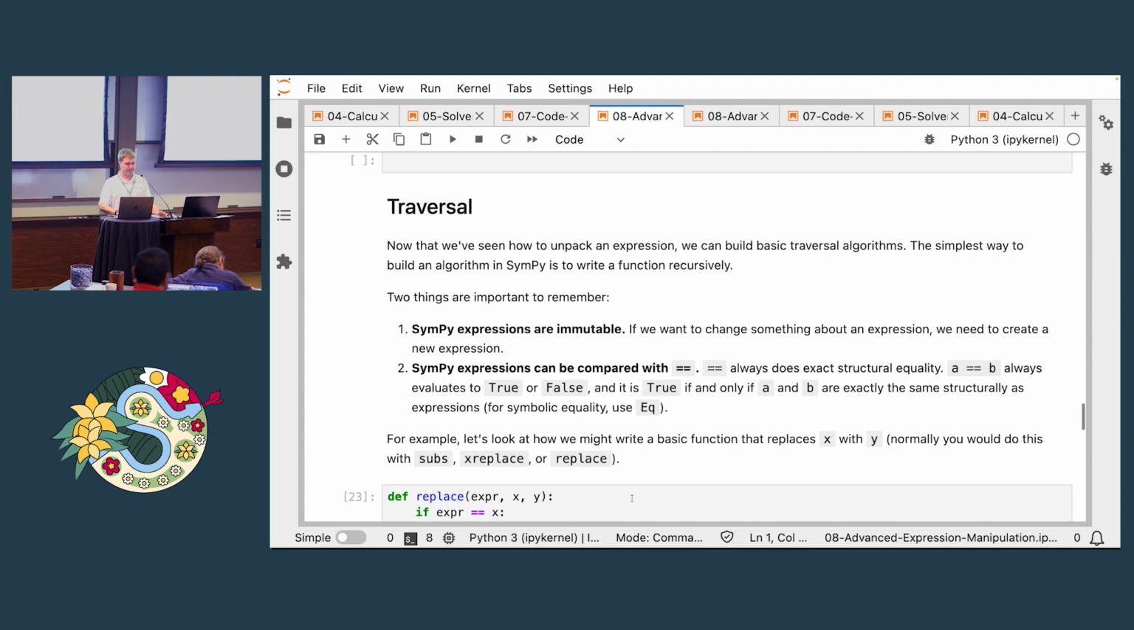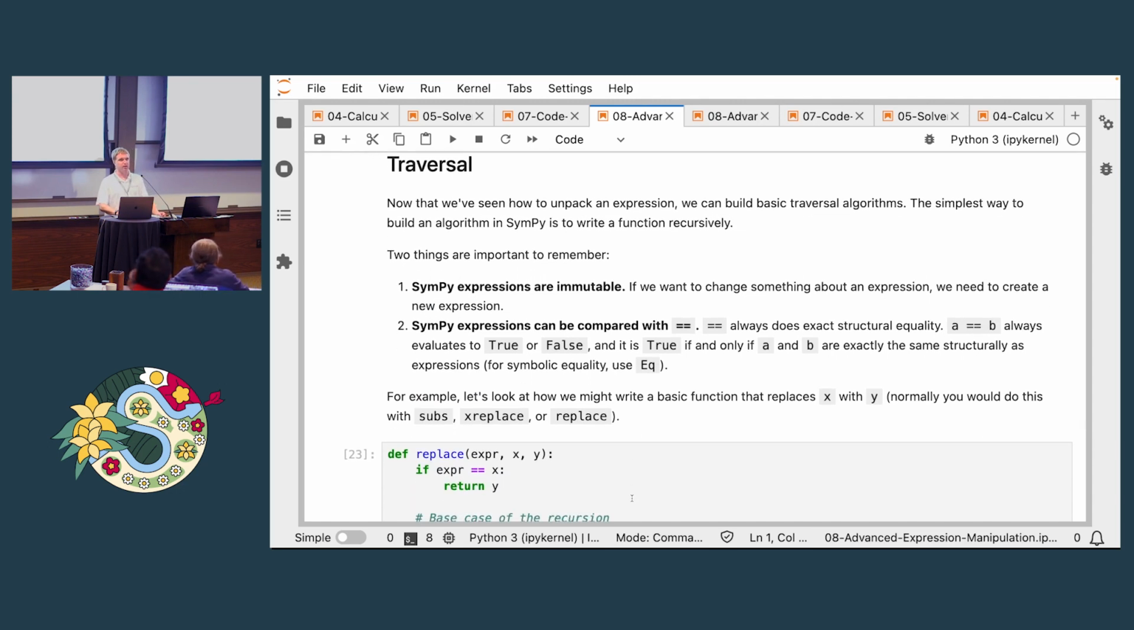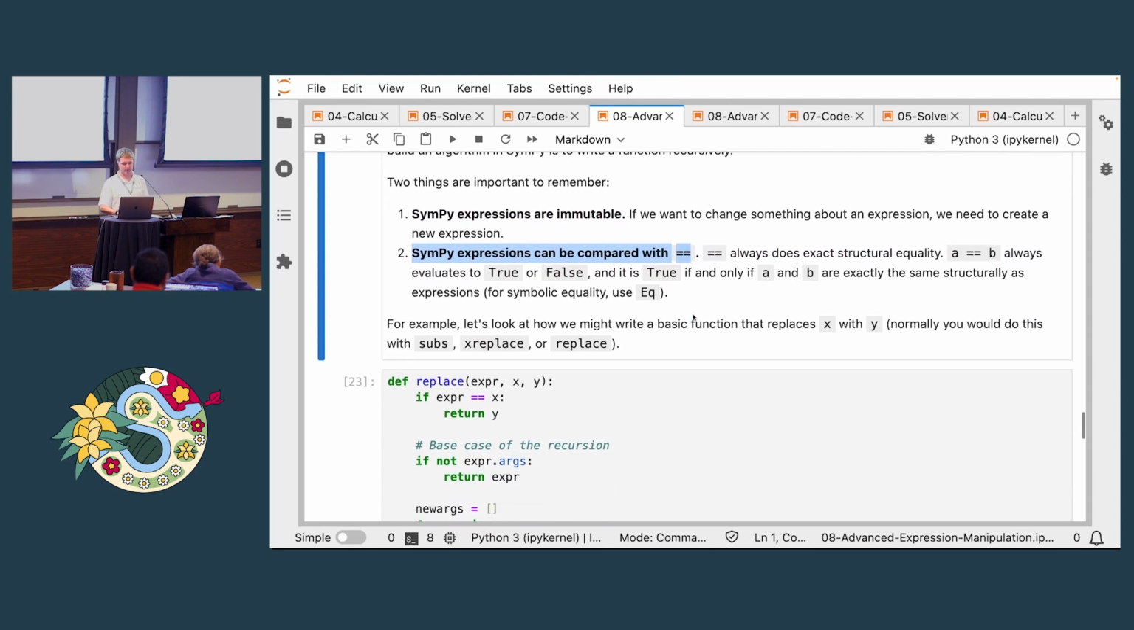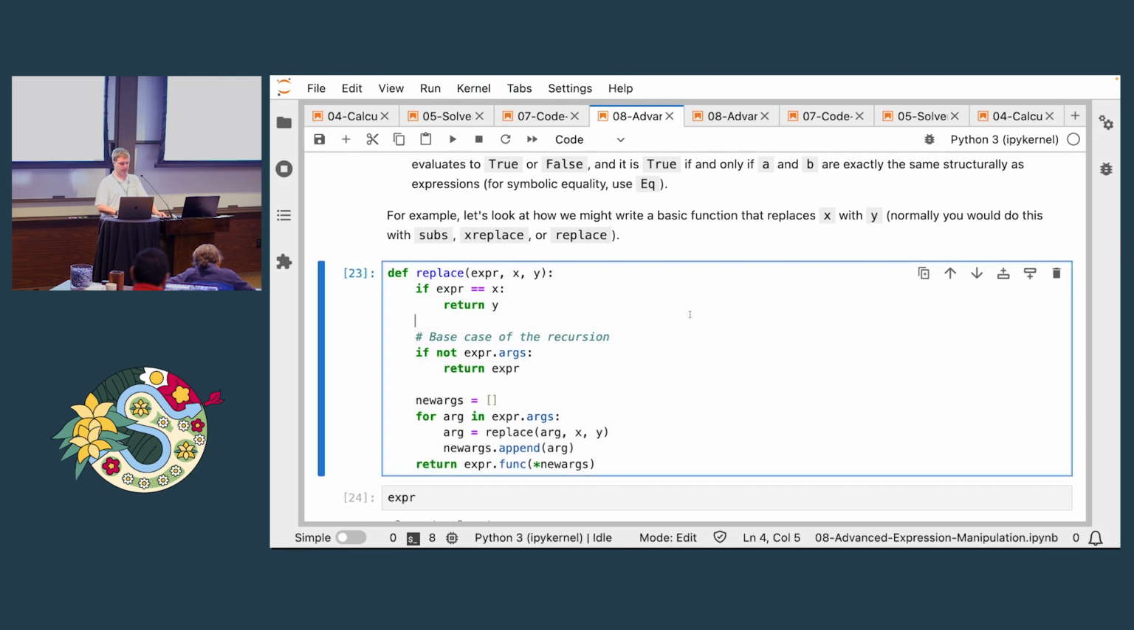And so yeah, with these building blocks, you can build any sort of algorithm that you want. You just need to remember these important facts, which is that SymPy expressions are immutable. So whenever you want to do something, you have to create a new expression. And secondly, that SymPy expressions should always be compared exactly equal with these equals operators. And so, for example, here's what a simple replace algorithm might look like, something similar to subs.